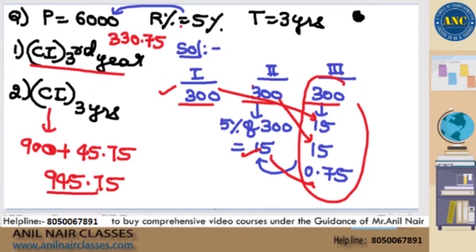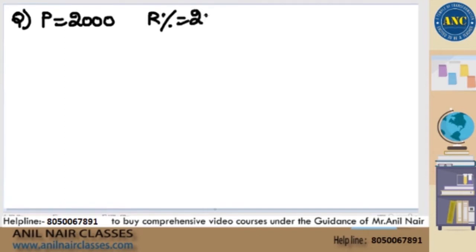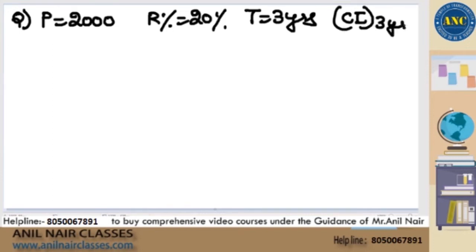I will do as many examples as possible so that you will understand it clearly. First, I hope it is clear. Next, second, similar question. Please do not miss any of my classes, sir. I will only discuss shortcuts in all my classes. P is 2000. R percentage is 20%. Time period is 3 years. Find CI for 3 years.